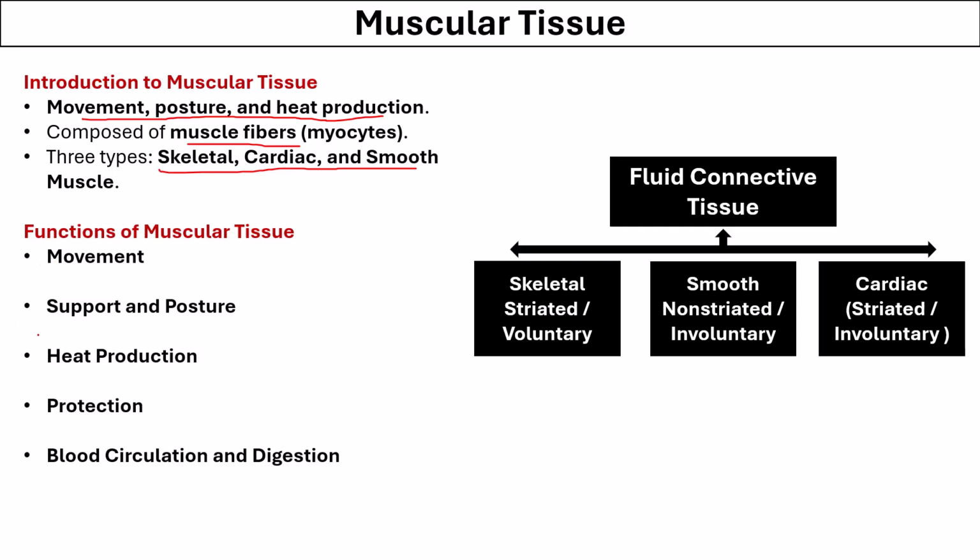So the muscle tissue, other than providing support, posture, movement, and heat production, also help in blood circulation and digestion, because it helps in moving our gut and help in churning or breaking down food. It helps in propelling blood from our blood vessels.